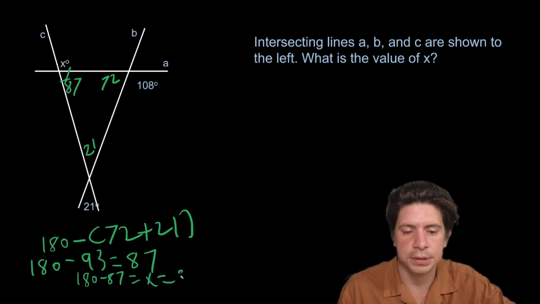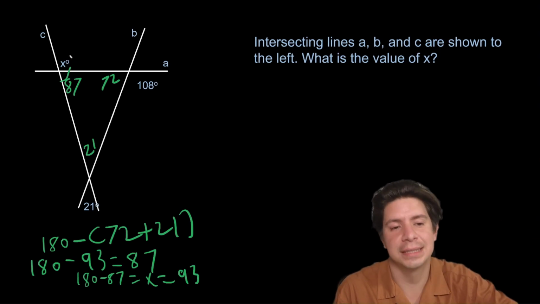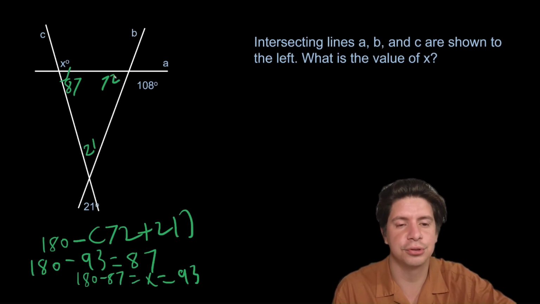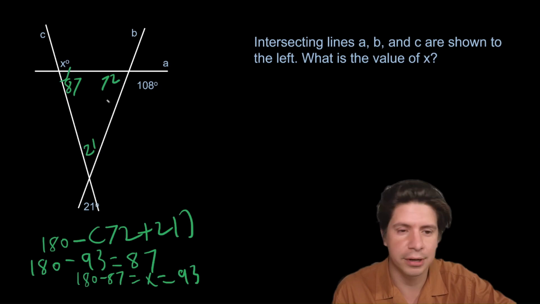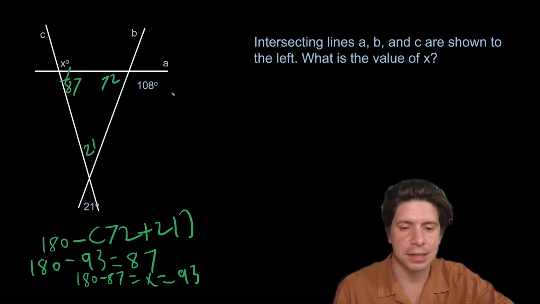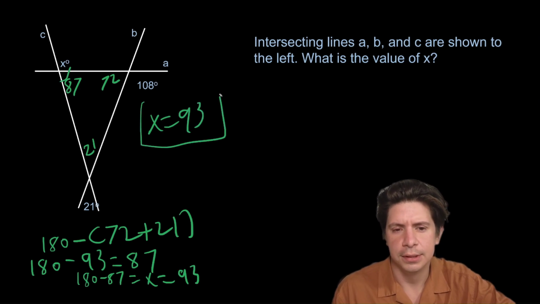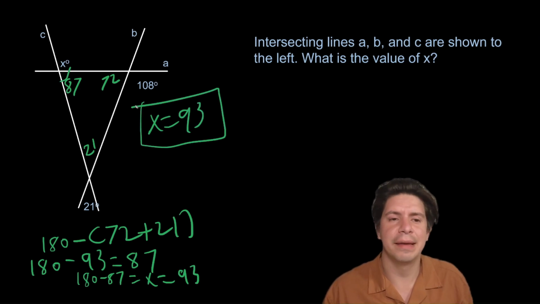X equals 93. And if you remember the theorem talking about extended angles, they always add up to the two remote angles added up together in a triangle. So you wouldn't even have to do 180 minus 93. You could just say it was 93. X equals 93.